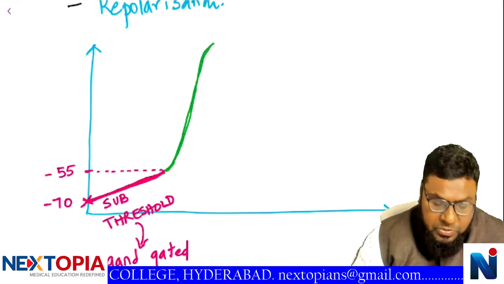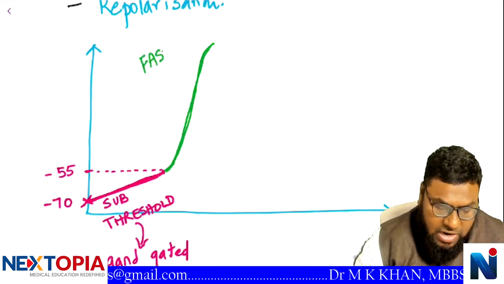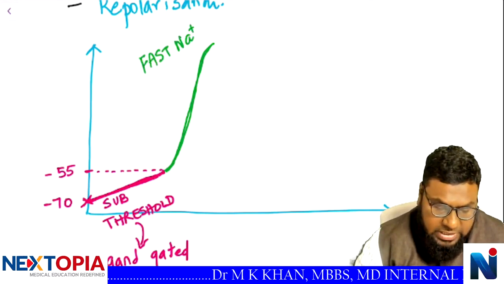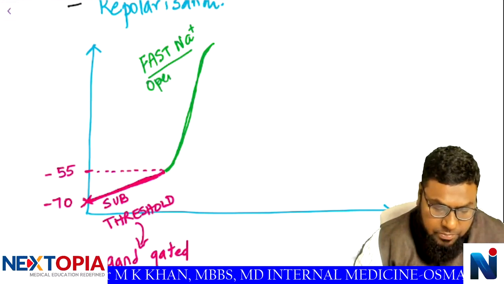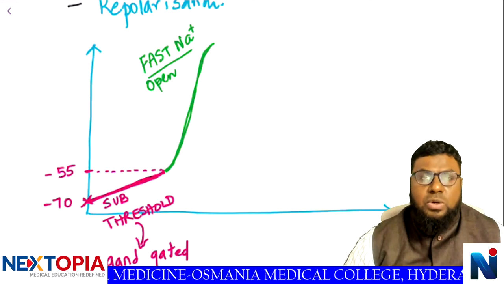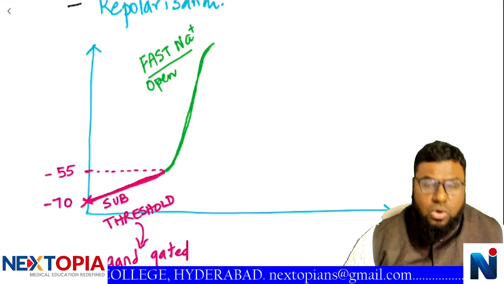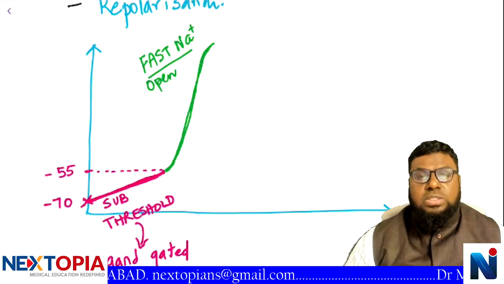To reach the peak, this peak is brought about by the fast moving sodium channels, also called voltage gated sodium channels, which open. The membrane potential becomes positive. The fast sodium channels open and are activated from the closed state.